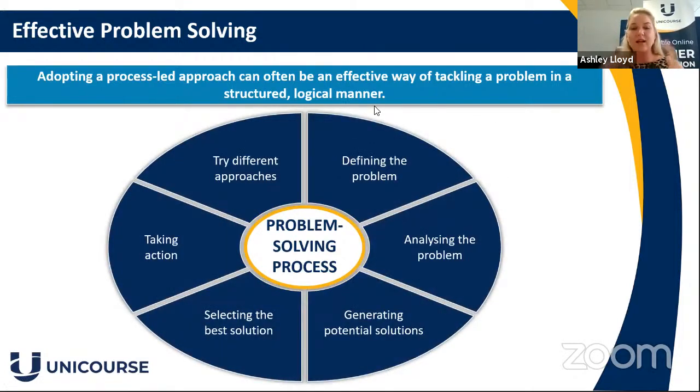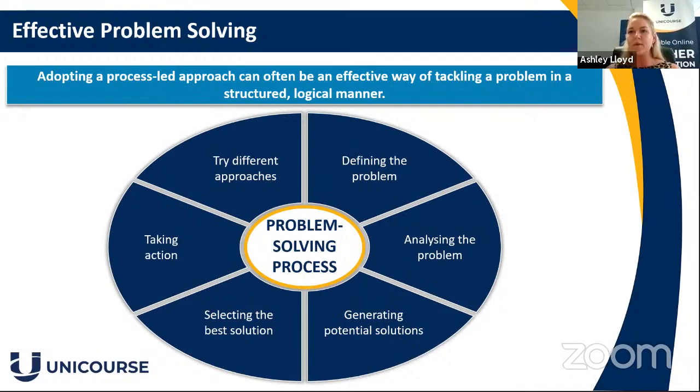Okay, so let's have a little look at the process here. So thinking about defining the problem, so finding out the root cause of the problem. As we said, you can look at the symptoms, you can look at signs or indications, but you've got to actually try and find the problem. So you define the problem and then you're analysing the problem itself. Now, then you may look at general potential solutions. So let me give you an example.